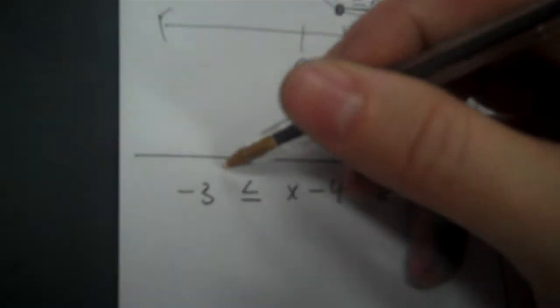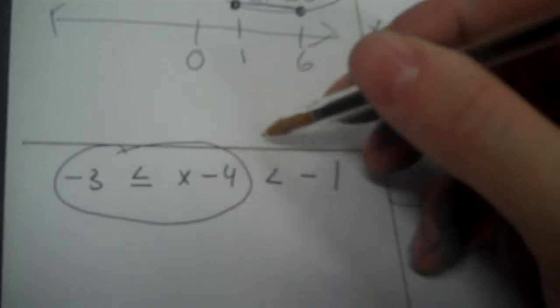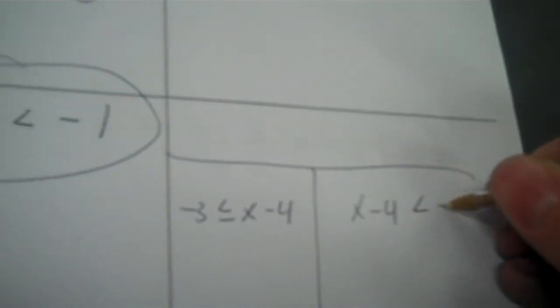Next up, again, it's a compound inequality because there's 2. On one side, you're going to put -3 is less than or equal to x minus 4. On the other side, you're going to put x minus 4 less than -1.